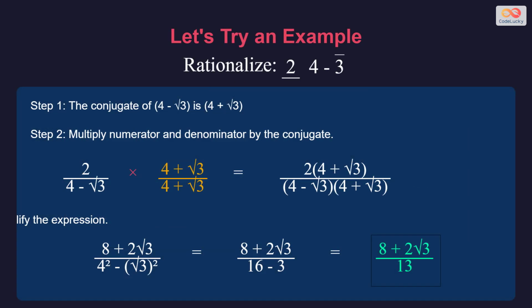Let's walk through an example. We want to rationalize 2 divided by 4 minus the square root of 3. Step 1. The conjugate of 4 minus the square root of 3 is 4 plus the square root of 3. Step 2. We multiply the numerator and the denominator by this conjugate. This gives us 2 times the quantity 4 plus root 3 on top, and on the bottom we have 4 squared minus the square root of 3 squared. Step 3. Simplifying this, the numerator becomes 8 plus 2 times the square root of 3, and the denominator becomes 16 minus 3, which is 13. Our final answer is 8 plus 2 root 3, all over 13.